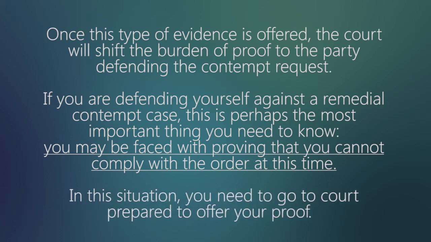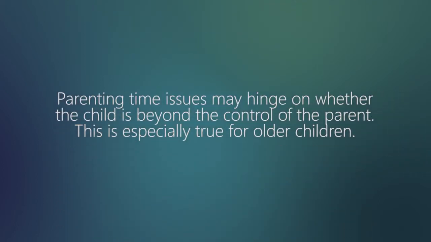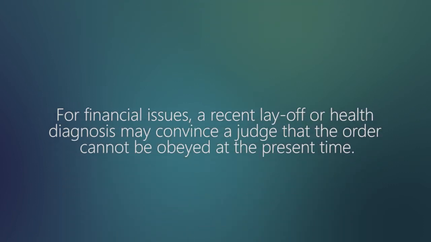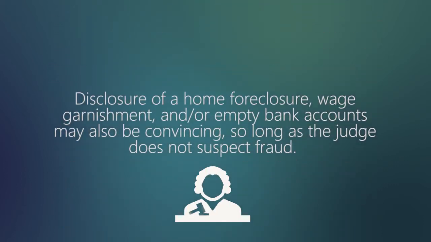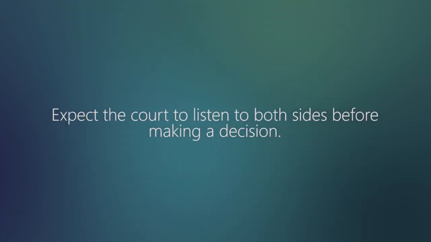In this situation, you need to go to court prepared to offer your proof. Parenting time issues may hinge on whether the child is beyond the control of the parent. This is especially true for older children. For financial issues, a recent layoff or health diagnosis may convince the judge that the order cannot be obeyed at the present time. Disclosure of a home foreclosure, wage garnishments, or an empty bank account may also be convincing, so long as the judge does not suspect fraud. Expect the court to listen to both sides before making a decision.